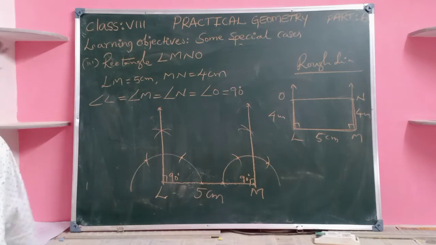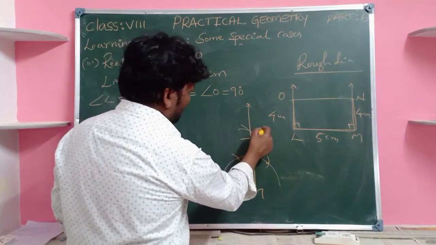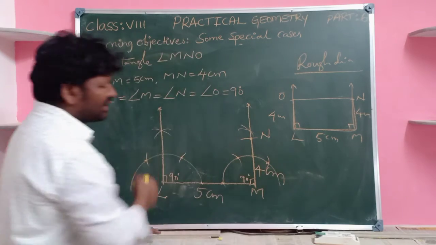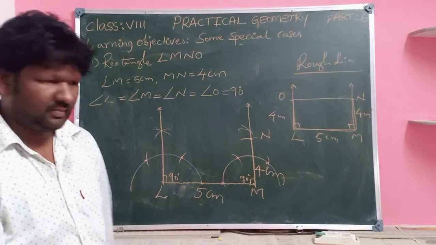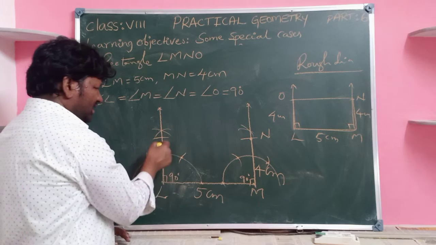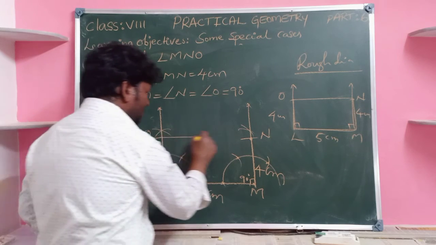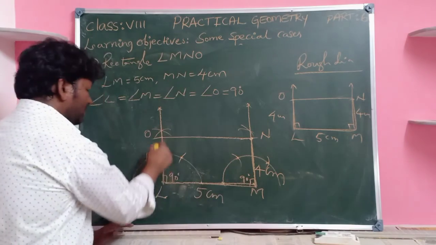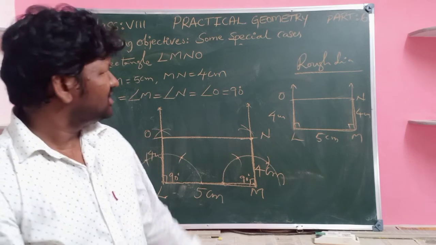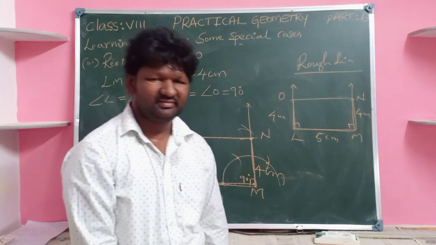Then MN is how much they have given? 4 centimeter. Take M as a center with 4 centimeter radius, draw one arc. So the intersecting point is N. This is 4 centimeter. And in a rectangle, opposite sides are equal. So take L as a center with 4 centimeter radius, draw a second arc. This is O, 4 centimeter, and join LO. So this is our rectangle LMNO. Clear? These are the special cases. Clear? Thank you.